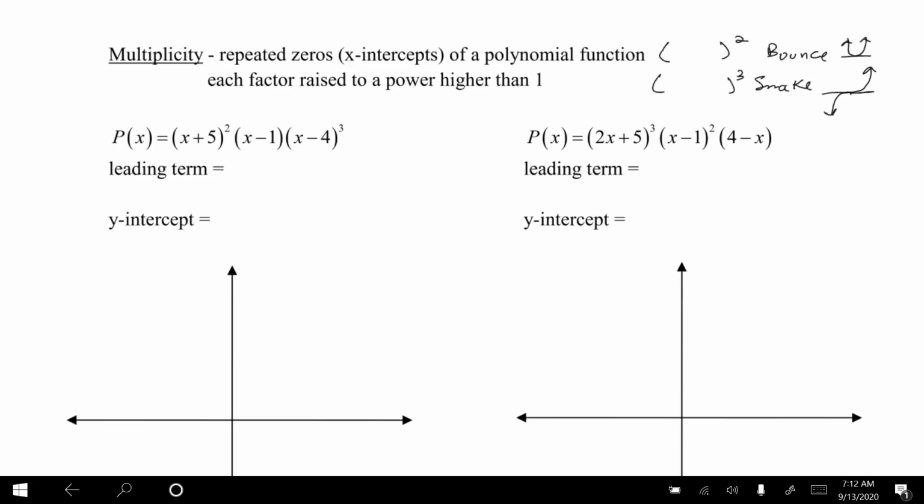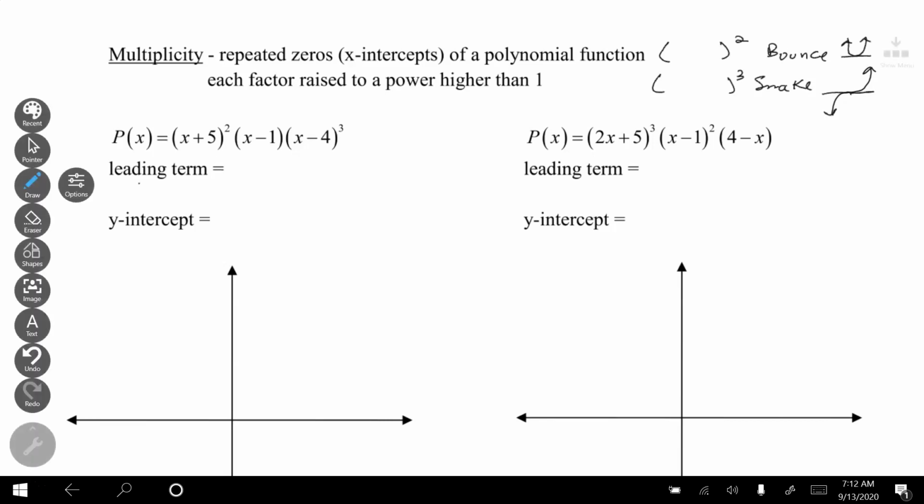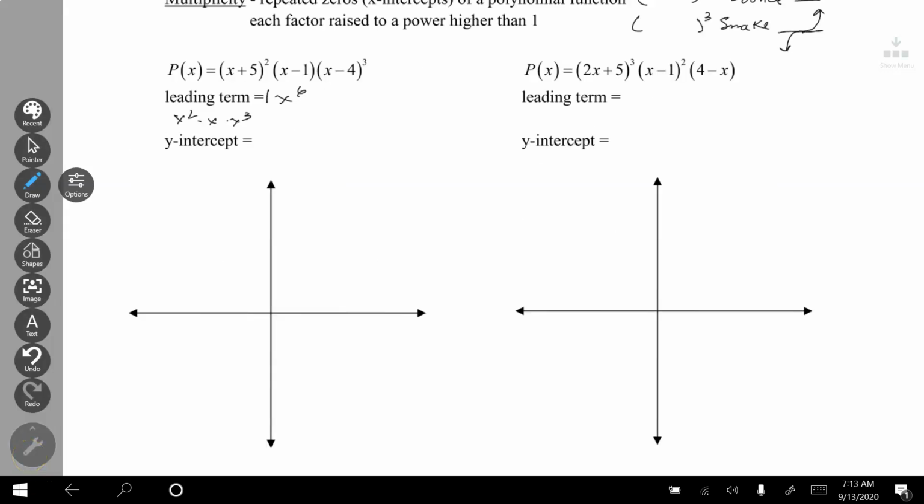So when I see this guy here, my leading term, I see an x squared times an x times an x to the 3rd. I get x to the 6th. There's actually a 1 up front. That means 1 means the right side goes up, and a 6 even power means the left side also goes up.